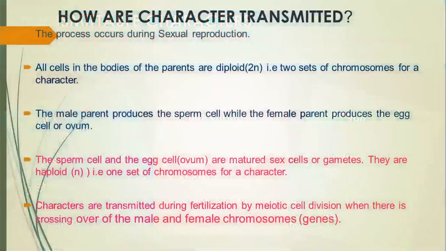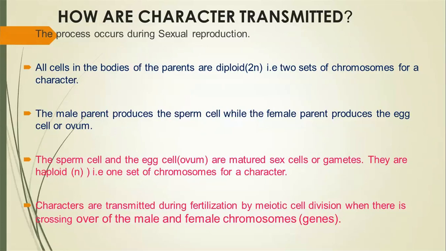So how are characters transmitted? Very easy. This process occurs during sexual reproduction. Now all the cells in the body of an organism, apart from the gametes or the sex cells, are diploid. This means that they have 2 sets of chromosomes for a character, and so they are represented by 2n. Now the male parent produces the sperm cell, while the female parent produces the egg cell, also known as ovum.